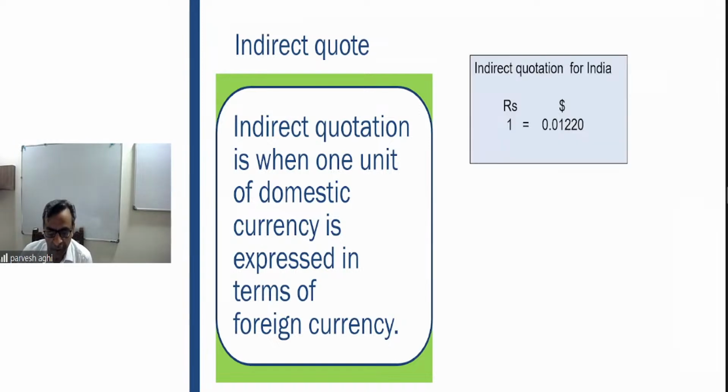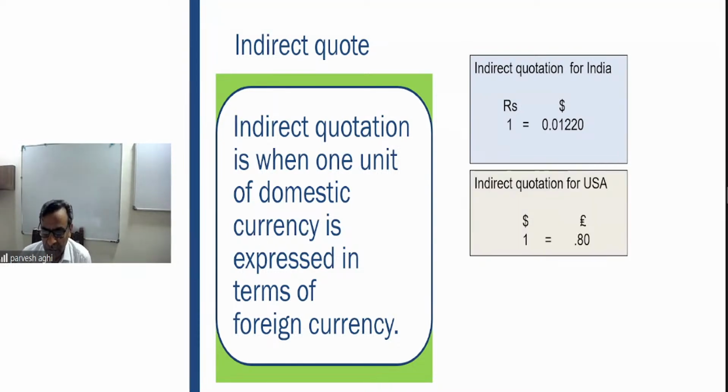So indirect quote. An indirect quote is when one unit of domestic currency is expressed in terms of foreign currency. For example, 1 rupee is equal to so many dollars. So it is an indirect quotation for India. It is a direct quotation for Americans, because when you look on the right hand side, the dollar is there. So it will be a direct quotation for America, but an indirect quote for India.